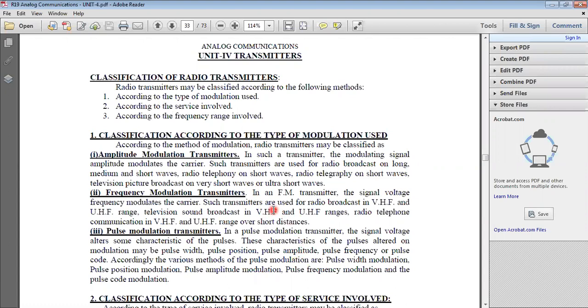Coming to the second technique. You note briefly. What is our second transmitter? FM transmitters. The name itself indicates the modulation is FM, that is frequency modulation. The frequency of the carrier is changed in accordance with the instantaneous value of the message signal, then it is called FM. So the modulation technique involved in these transmitters is FM.